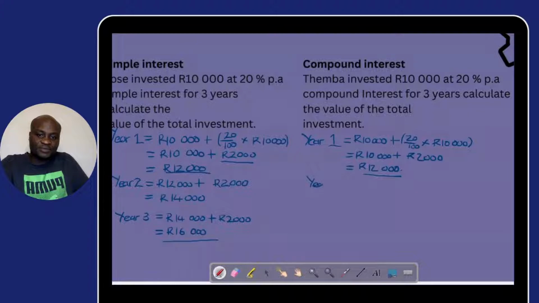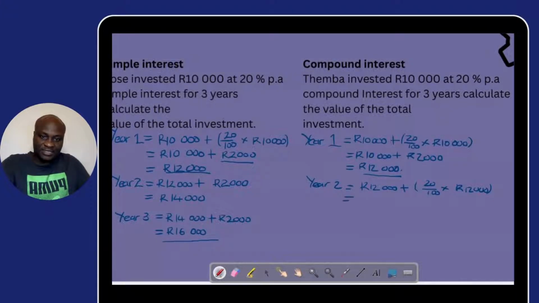But now please watch. As we go to year number two, we say 12,000 rands plus 20 over 100 multiplied by 12,000 rands. It's no longer 10,000 rands as we did in simple interest, and we have explained that. So it's going to be 12,000 rands plus, what's 20% of 12,000 on the calculator? It gives us 2,400. Now, when we add this together, it gives us 14,400 rand.